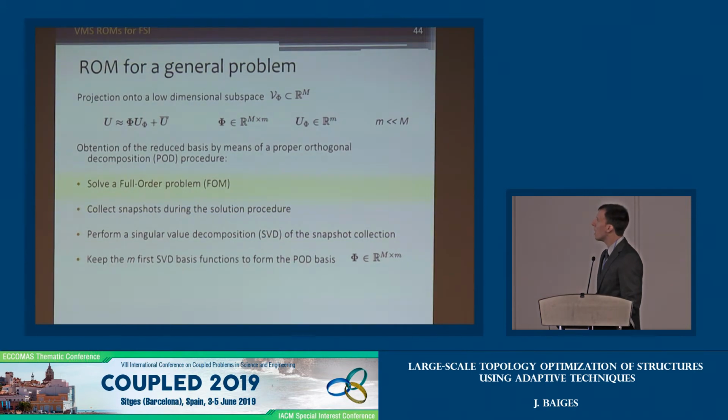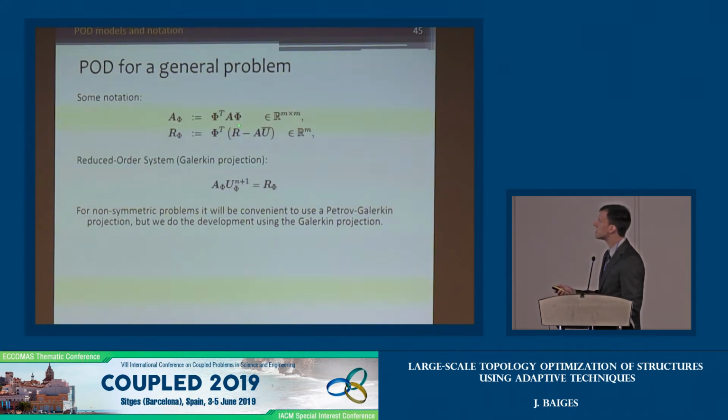Okay? Then the reduced order system is this system here, which is this A phi here, which is simply obtained by pre and post multiplying your full order matrix by the reduced order basis. Okay? And then if we use a Galerkin projection, the final reduced order system is this reduced order system here. For non-symmetric problems, we would probably use a Petrov-Galerkin approximation, but I will do the development on this model here.